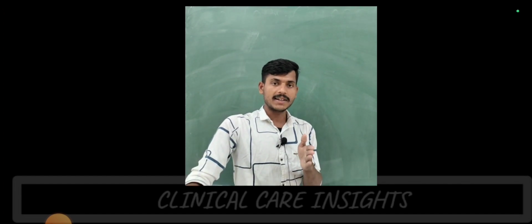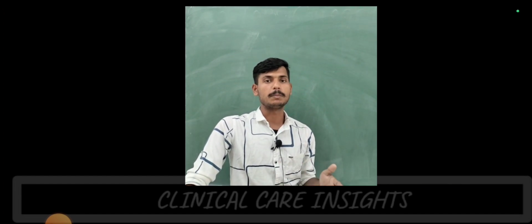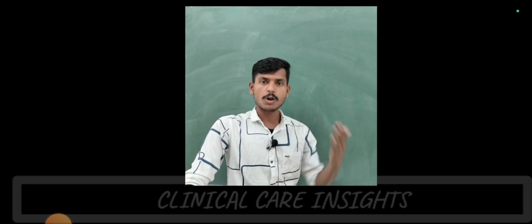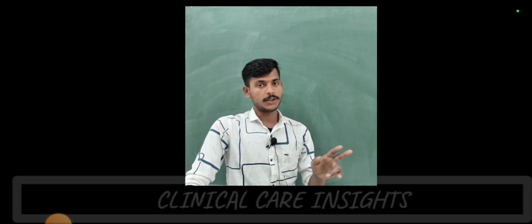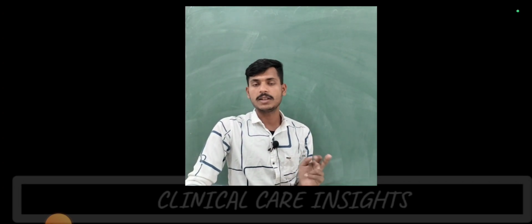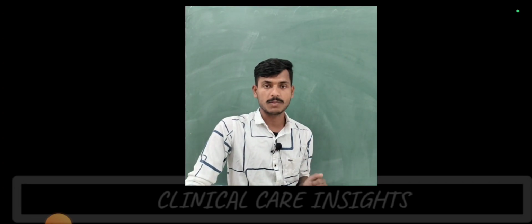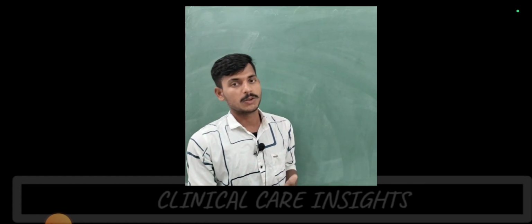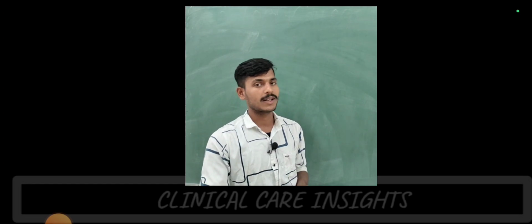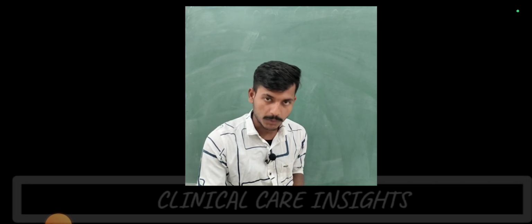Then we divided the immune system into two parts based on their origin. We divided immunity into innate or inborn immunity, also called non-specific immunity, and the other part is acquired immunity, also called specific or adaptive immunity.